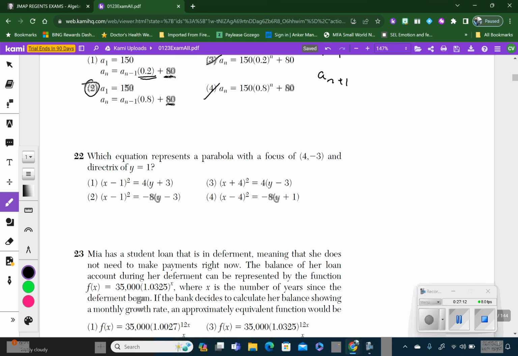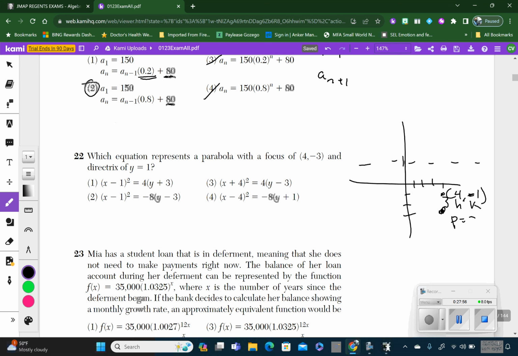Question 22, we have a focus and a directrix. I don't have graph paper, but I'm just going to sketch this real quick. I have a focus of 4, negative 3, and I put a dot here. And then my directrix is y equals 1. So this is at 1. I look halfway between negative 3 and 1, and my vertex is going to be at 4, negative 1. So this is 4 comma negative 1. This first number is my h, the second number is my k. My p is the distance between them, so p is equal to 2.